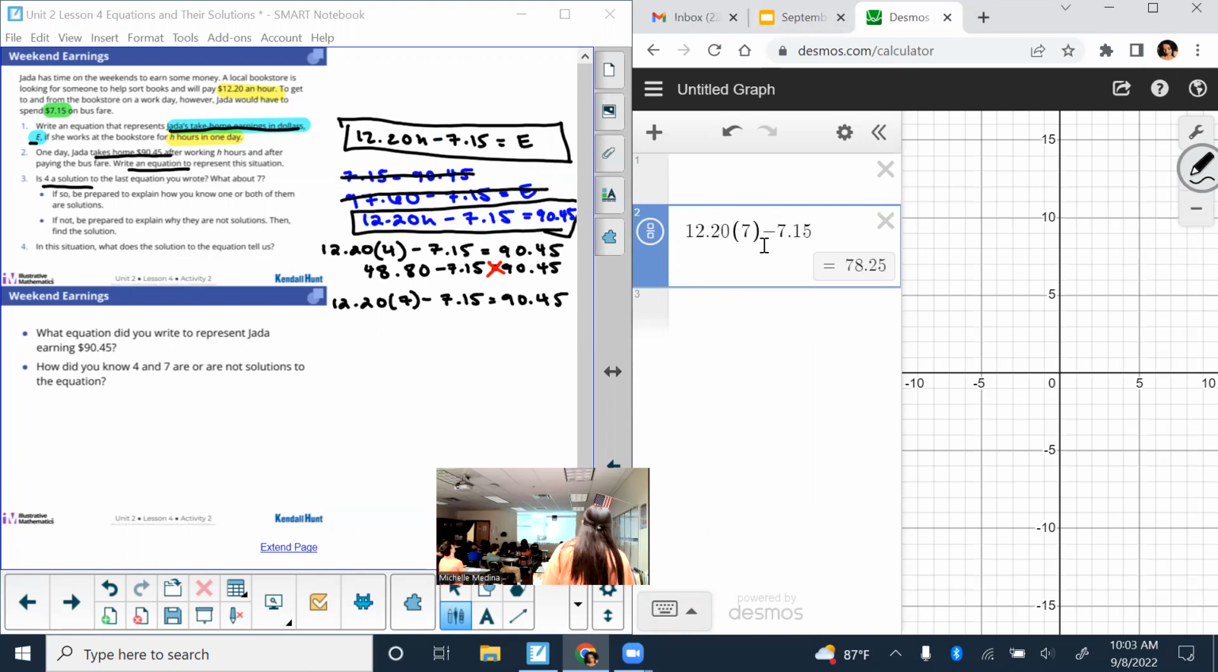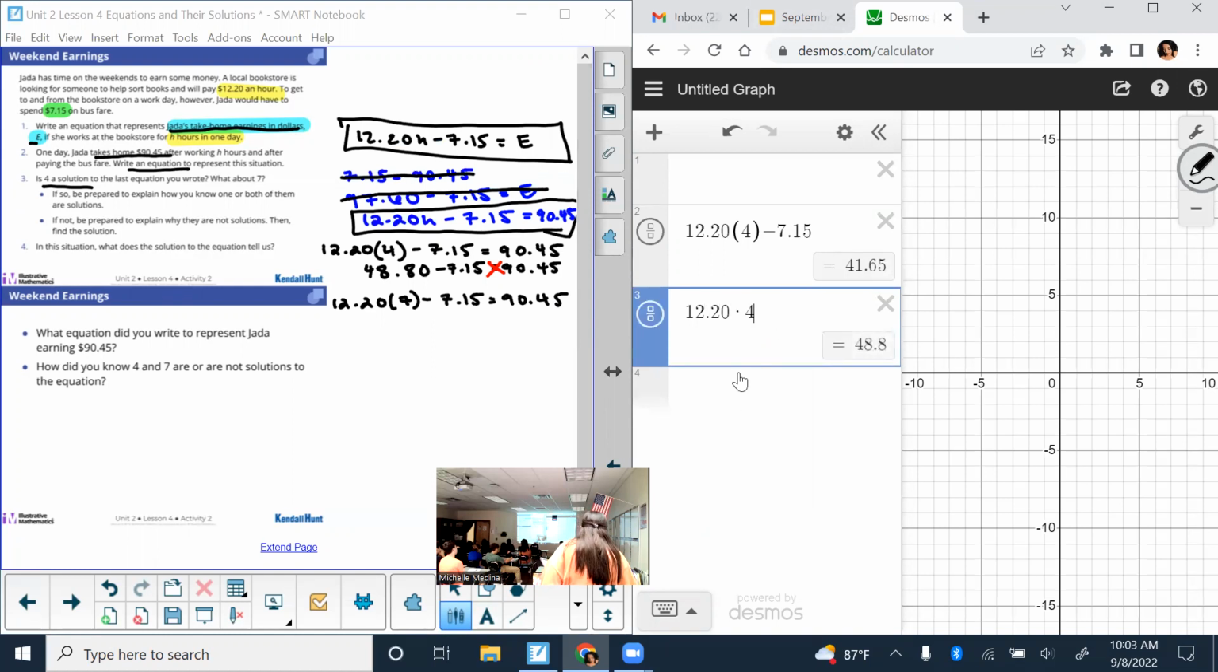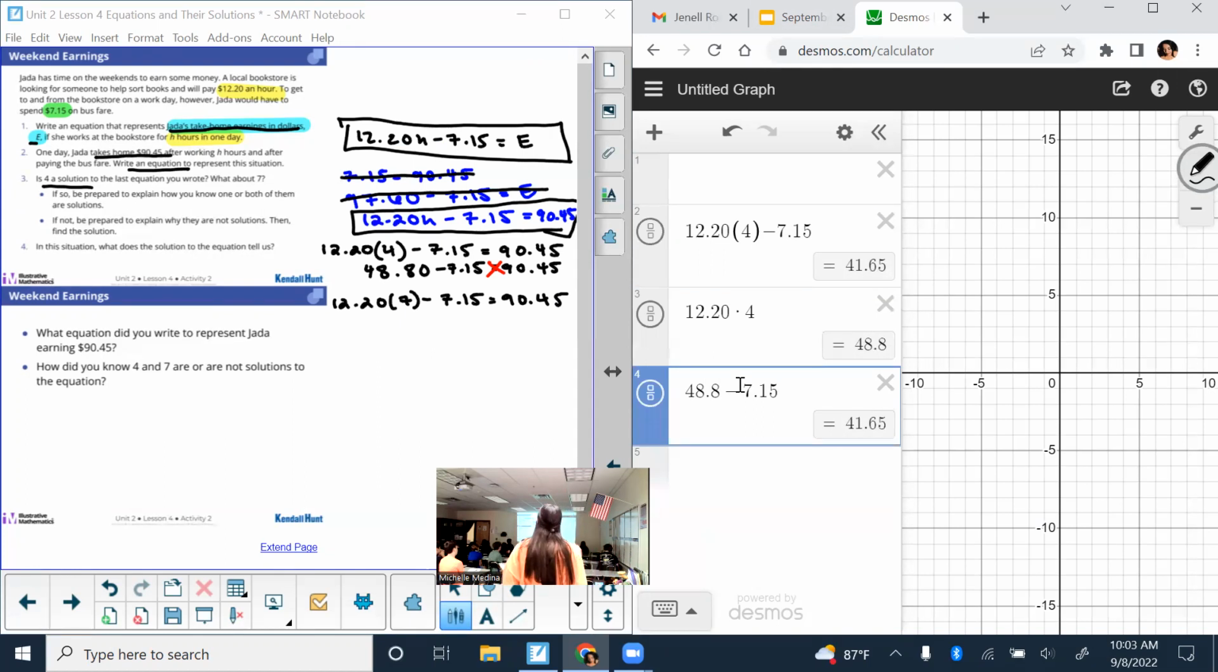And then, of course, you could erase the 7, plug in the 4 that it asked, and again, not equal to 90.45. Some people chunk it in the calculator, like they'll do this separately, get their answer, and then subtract it. I say make your life easier and just let Desmos do order of operations for you. All right, so there's that. Now you know.